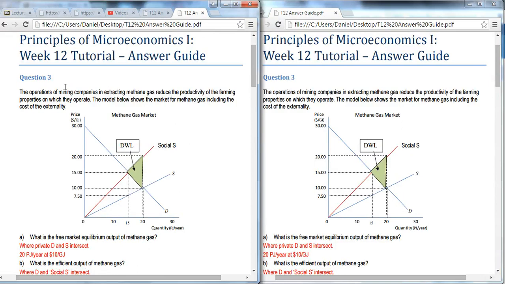Okay, so question 3 is talking about the operations of mining companies in extracting methane gas, and it says that it reduces the productivity of the farming properties on which they operate. Okay, so the more gas you take out, the less productive the farming property is. And the model below shows the market for methane gas, including the externality.